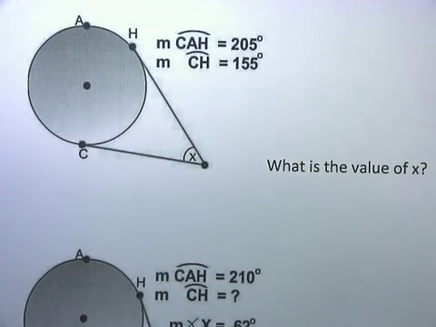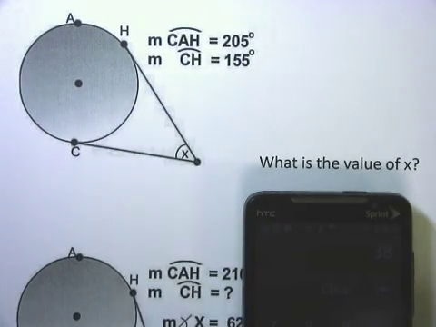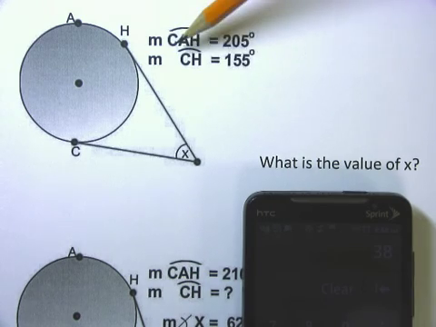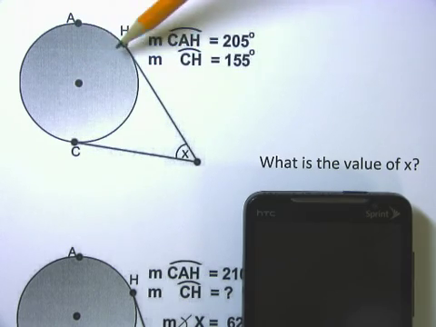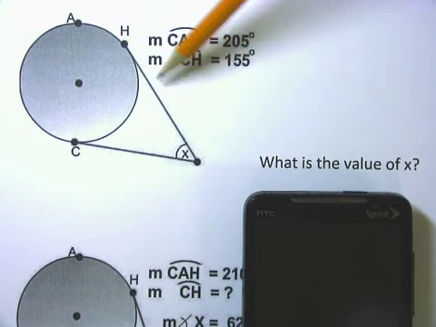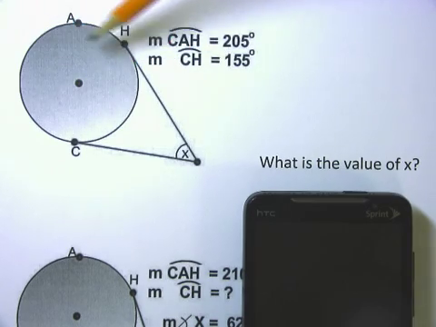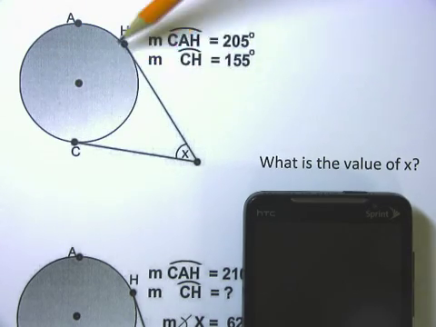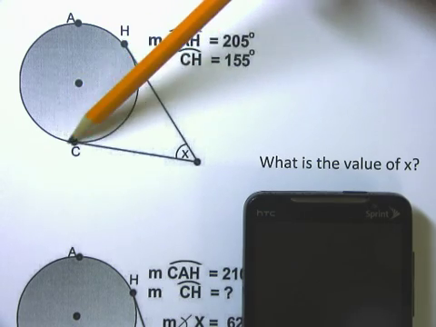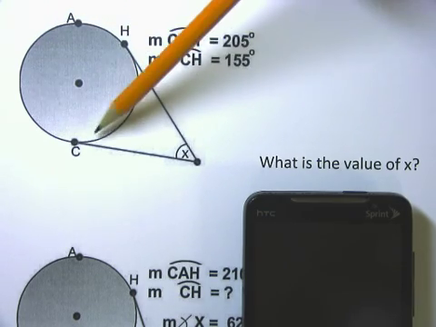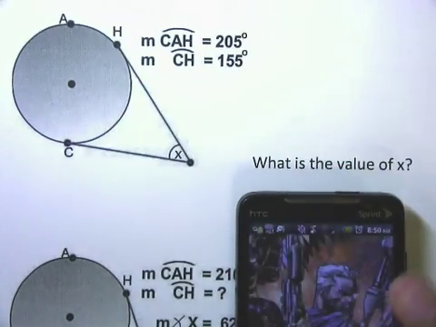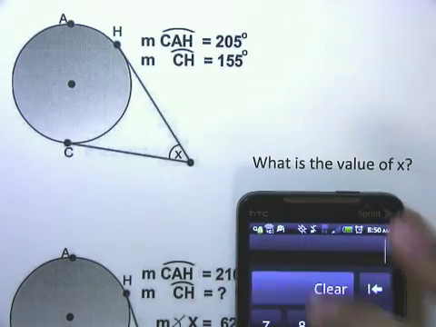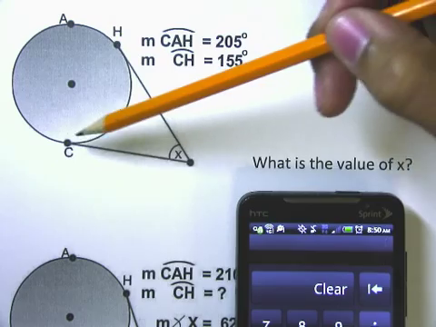Let's take a look at another example. Here, I have arc CAH, C to A to H, along the two endpoints of those two tangent lines, on the outside of those two endpoints. Then I have arc CH, which is between them, which is 158 degrees. So this arc out here is 205, this arc in here is 155, and I'm looking for this angle here.